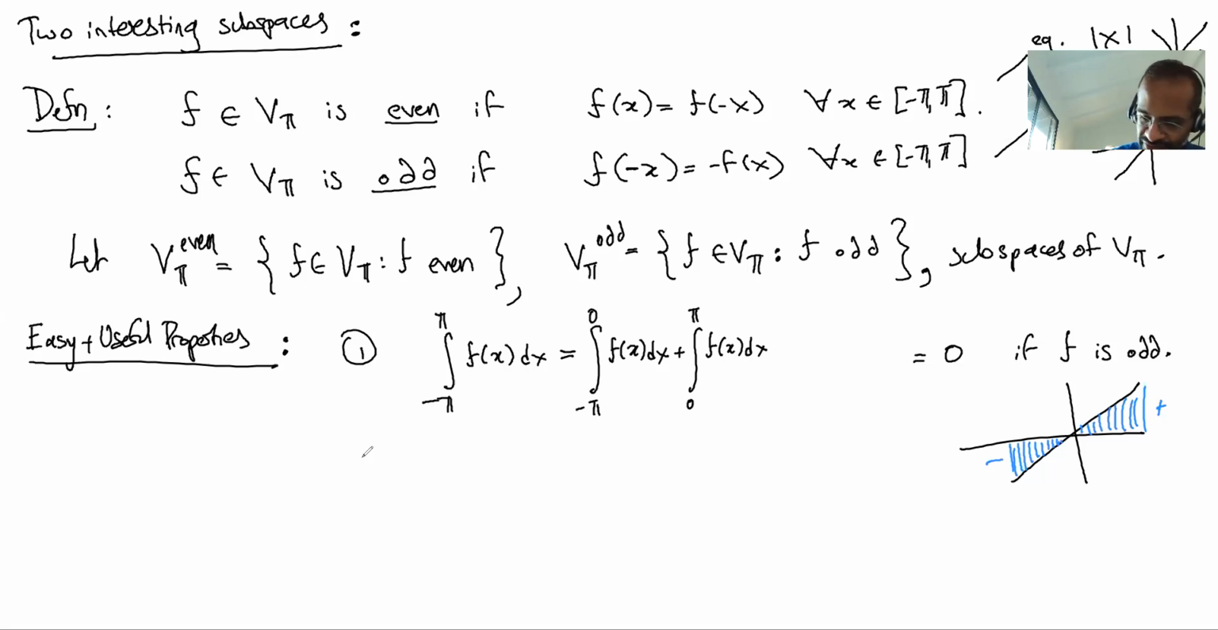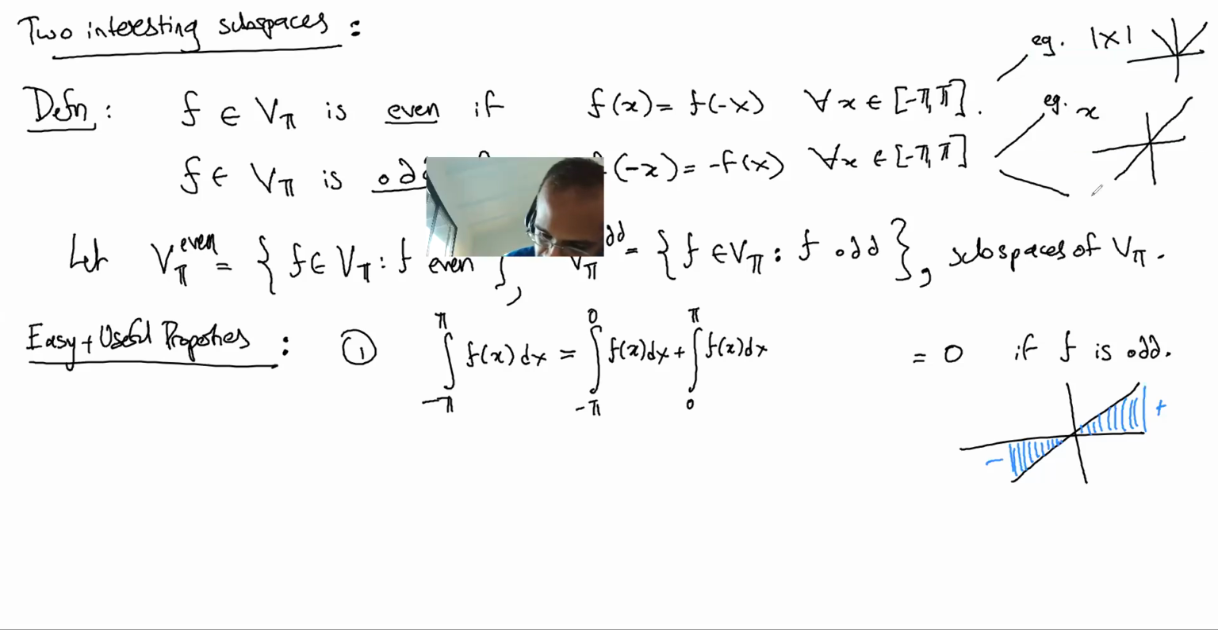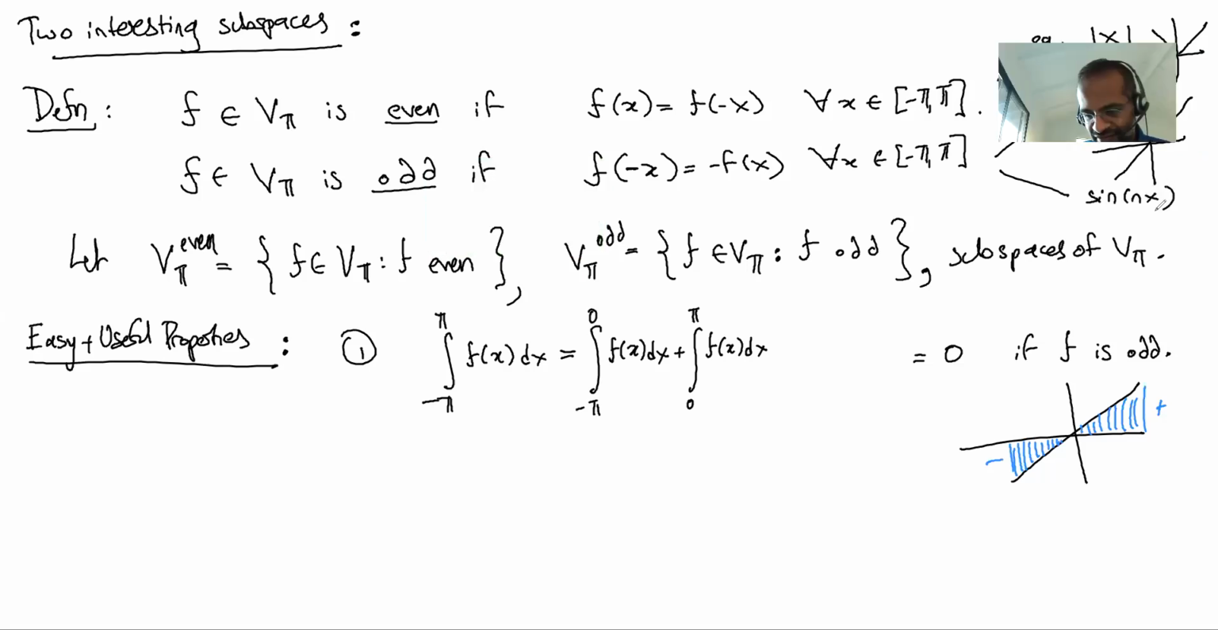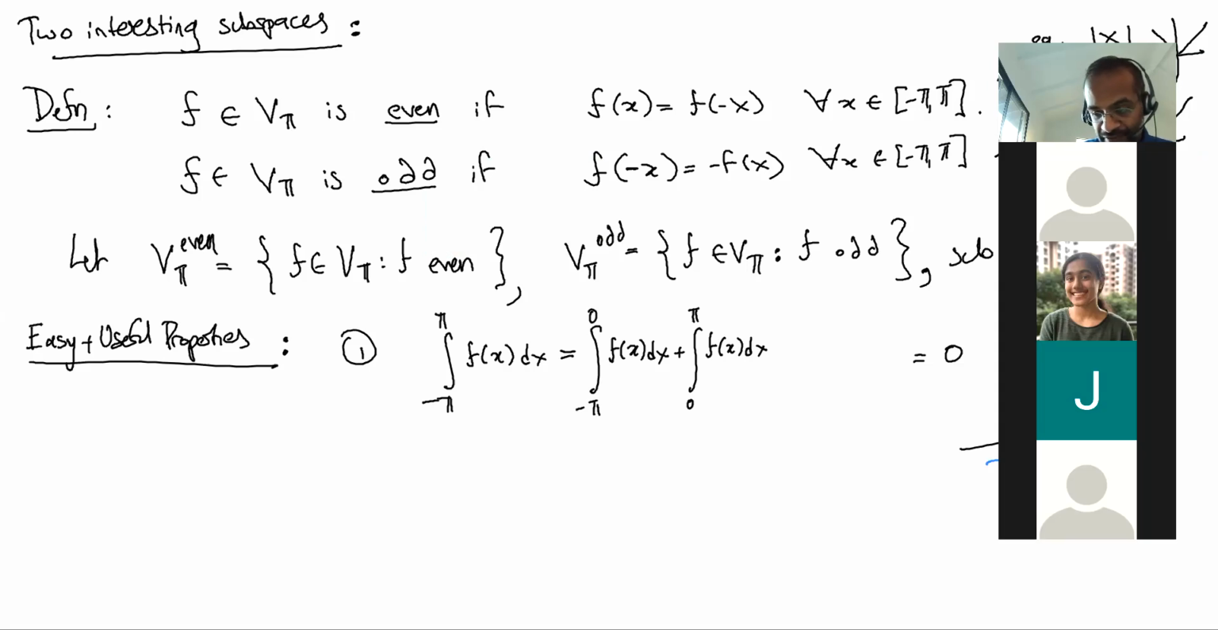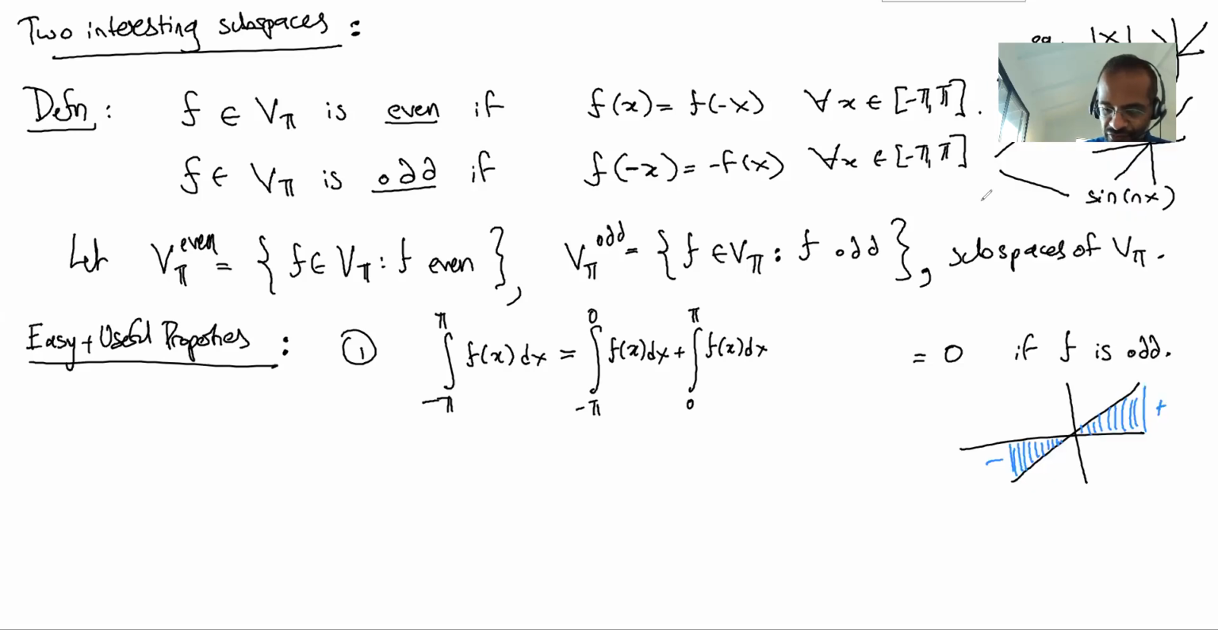By the way, another important example of an odd function is the function sine of nx, right? Because sine of minus x is minus sine of x. That means that's an odd function. So the integral of sine nx on this interval is always 0 as well.